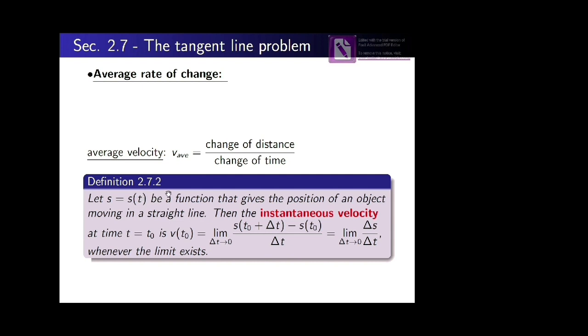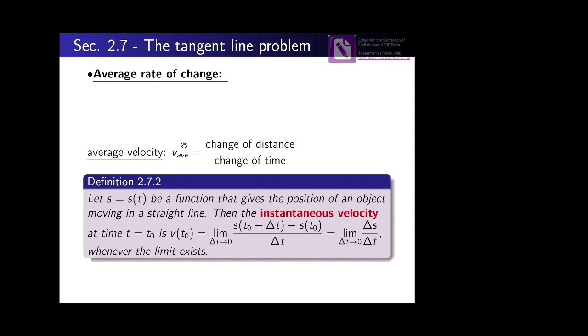So definition 272 said, let S, which is S(t), be a function that gives the position of an object moving in a straight line. Then the instantaneous velocity at a time t equal t naught is given by v(t naught) is equal to the limit of (S(t naught plus delta t) minus S(t naught)) over delta t, where delta t approaches 0, which is equal to the limit of delta S over delta t, where delta t approaches 0, whenever the limit exists.